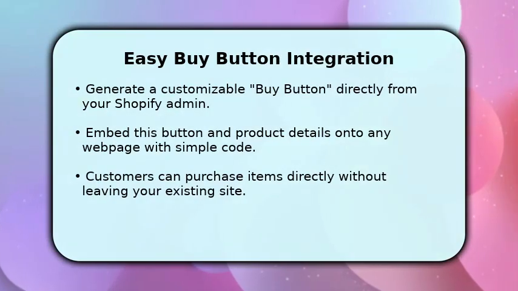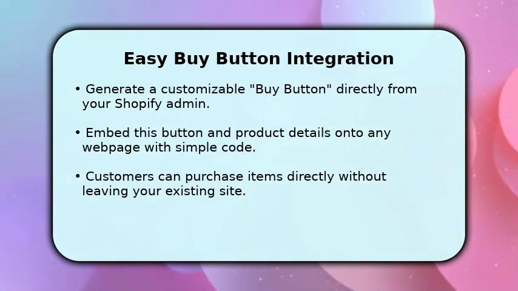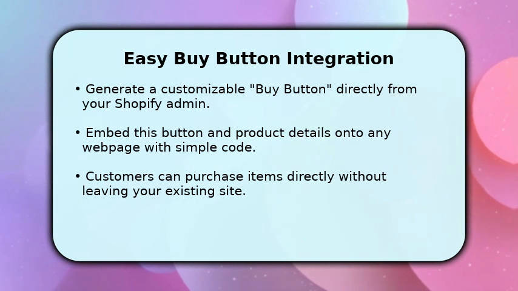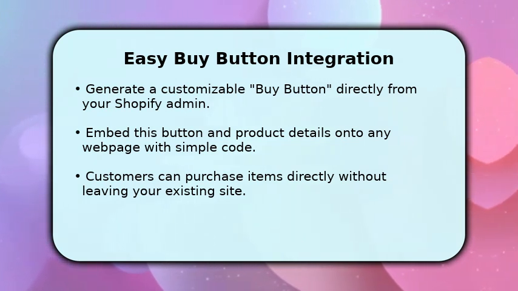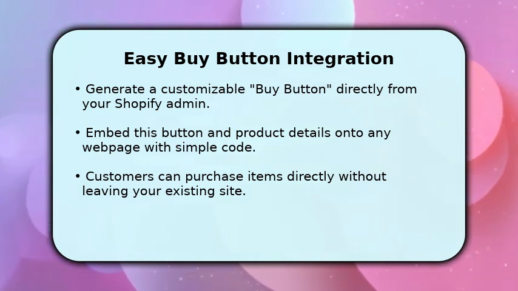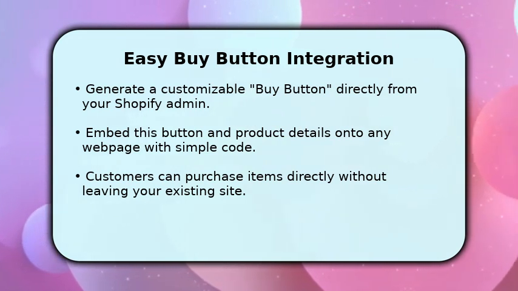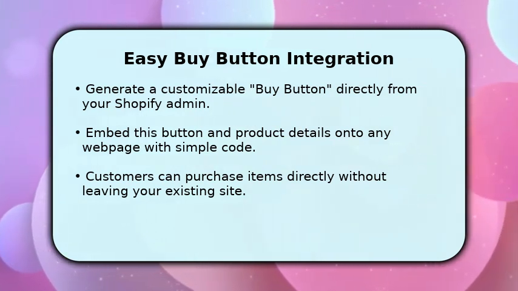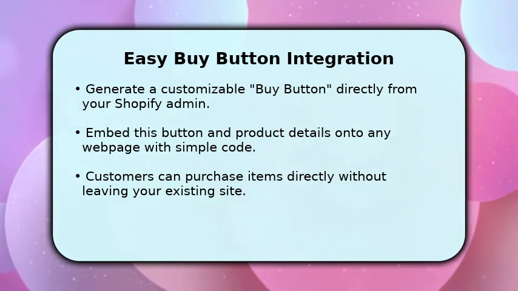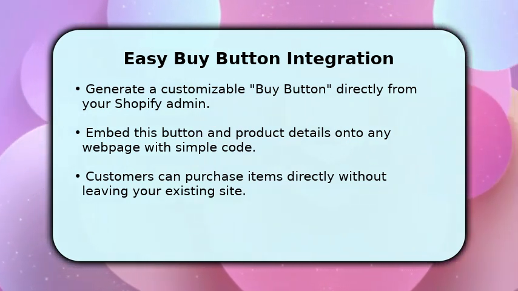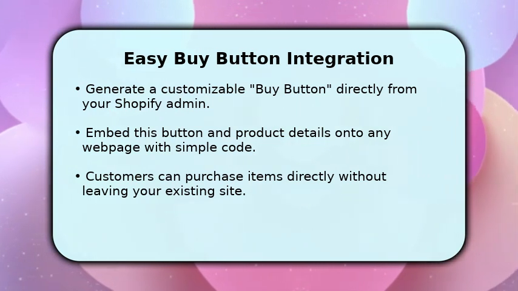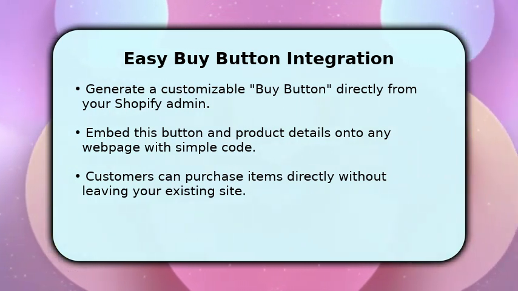The first method involves using Shopify's Buy Button sales channel. You can create a custom button for any product or collection right from your Shopify admin panel. This generates one small snippet of code that you simply paste onto your website. When customers click, they can add items to their cart and check out, all while staying on your original site, offering a seamless shopping experience.